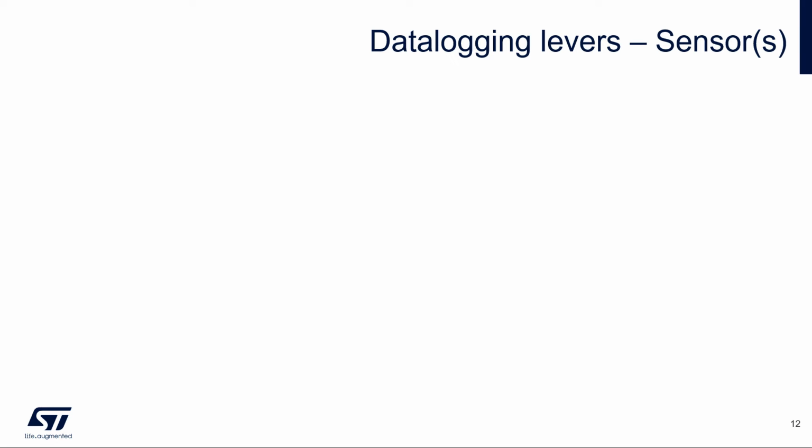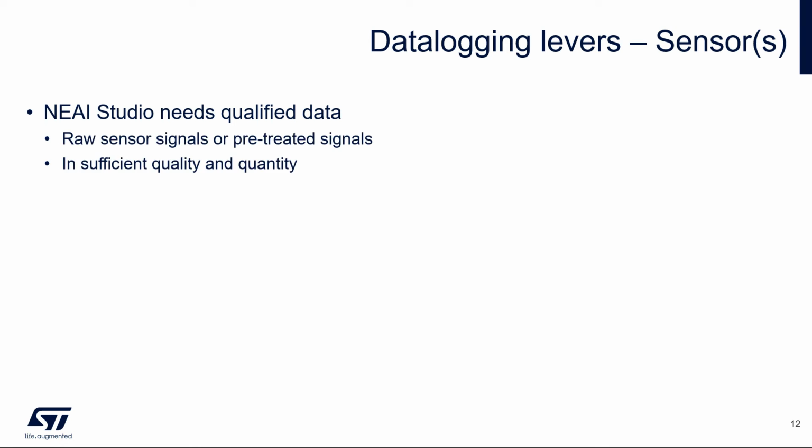Let's now address the main levers of data logging, meaning the variables that have a direct impact on the results that can be obtained from the NanoEdge AI Studio. The NanoEdge AI Studio does not provide data, but depends on its quality and quantity to produce the best result. The tool needs qualified data that can be raw signals or pre-treated ones.